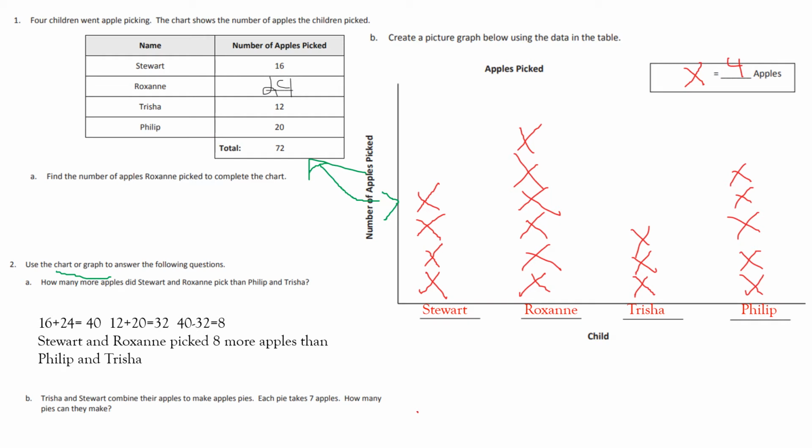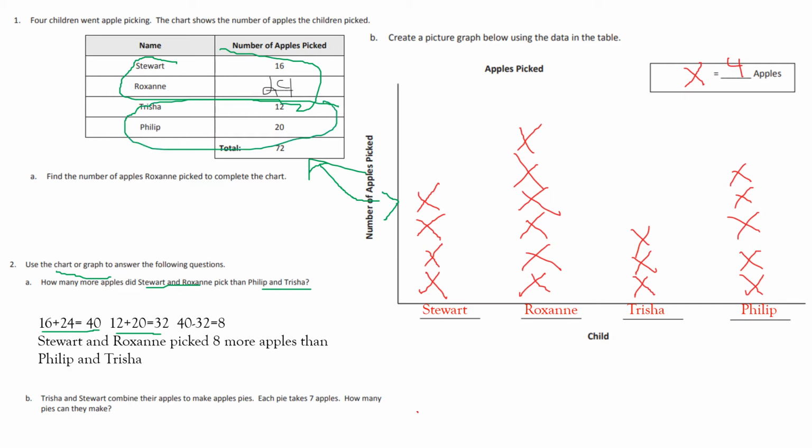So for this one, for number 2, it's for A. It says, how many more apples did Stuart and Roxanne pick than Philip and Tricia? So I have my 16 plus 24 equals 40 right here. I'll fix that line. 16 plus 24 equals 40, and then 12 plus 20 equals 32, because that was my Stuart and Roxanne, and then my Tricia and Philip.